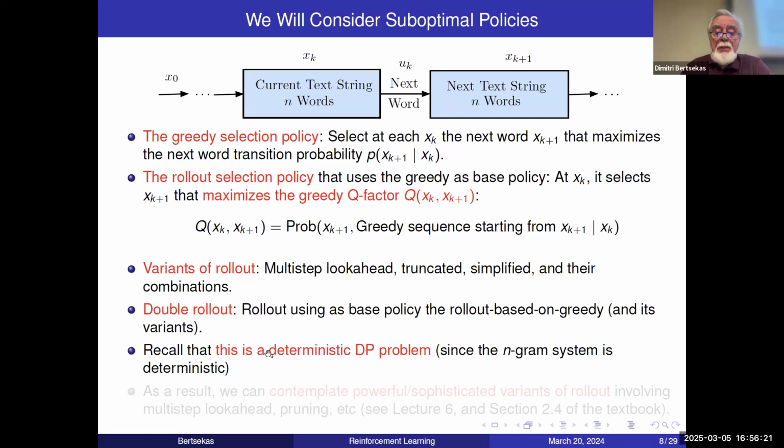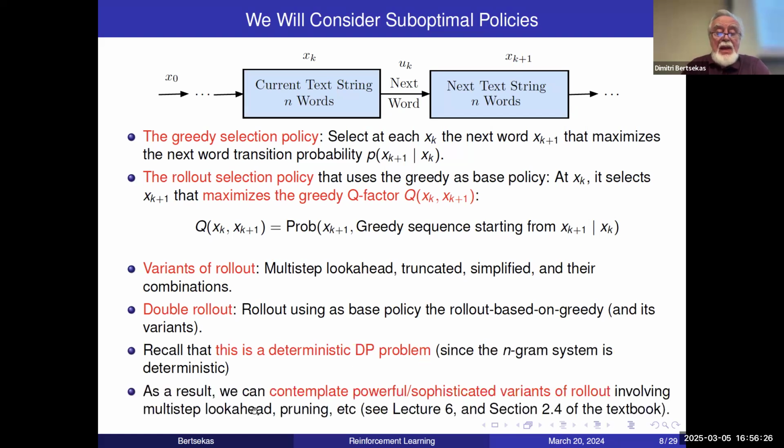So that's what I'm saying here. Recall that this is a deterministic dynamic programming problem. And as a result, we can contemplate powerful and sophisticated variants of rollout involving multi-step look ahead, pruning, incremental rollout, a number of algorithms that we have discussed in lecture 6, and also they are further discussed in section 2.4 of your textbook. All of this is possible because the problem is deterministic.